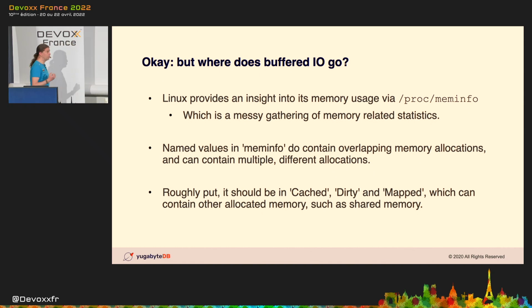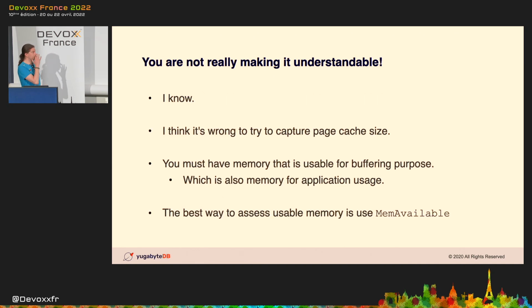So if you really force me, where does this cached memory go? Well, it goes in cached, kind of obvious, dirty for writes, and mapped, perhaps. But mapped can also contain other things. Cached can also contain other things. So, but what am I saying now? Because I stand here trying to make something clear, and by saying that it's everywhere a bit, but not really anywhere concrete, I'm not making it understandable. But probably the best way of explaining it is you shouldn't look at these statistics for that purpose.